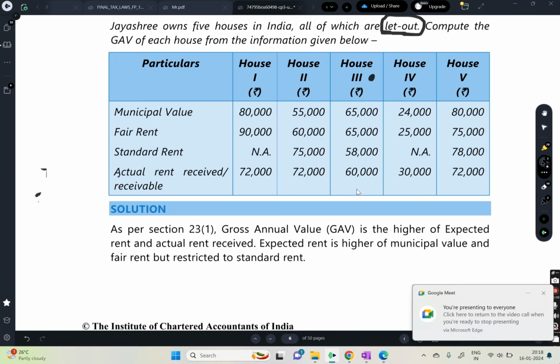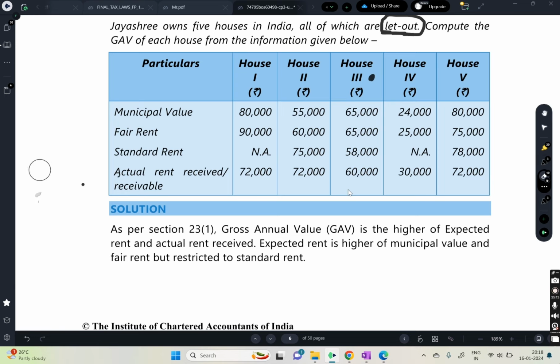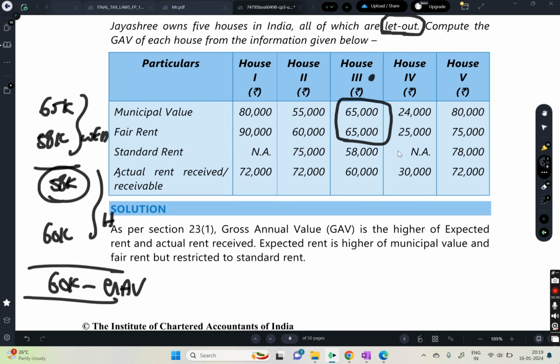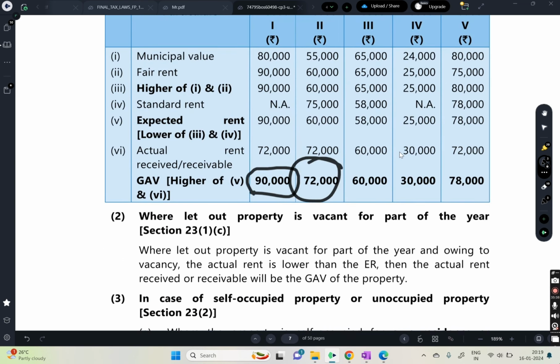So Sanjana, can you tell me what would be the GAV for house 3? So in this, municipal value and fair rent are equal, so we can take 65,000. When comparing this with standard rent, we take the lower one, that is 58,000. So the expected rent is 58,000. Comparing expected rent with actual rent, we take the higher value, that is 60,000. So the ultimate answer will be 60,000. Very good.